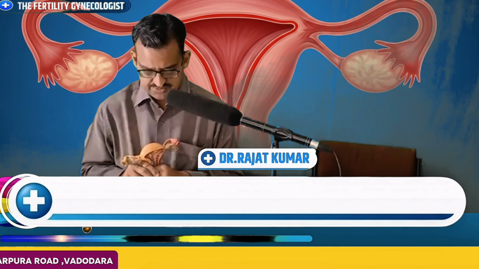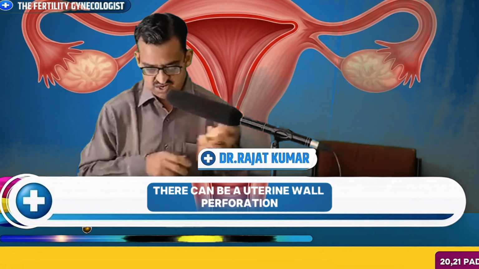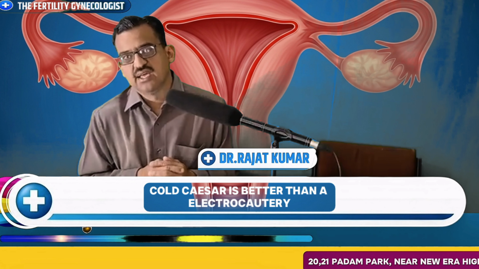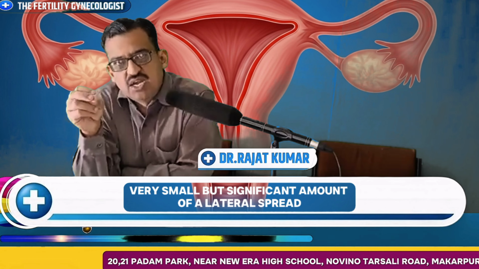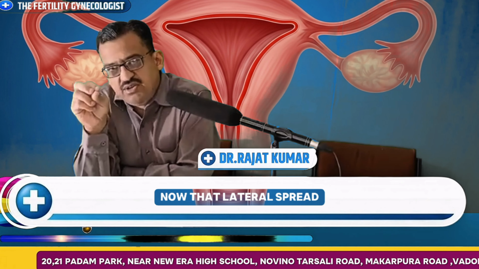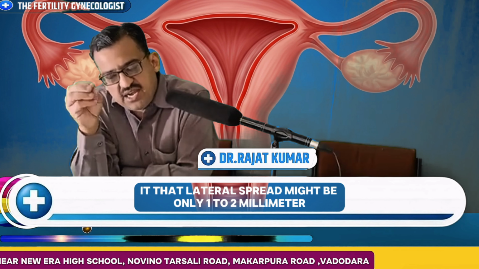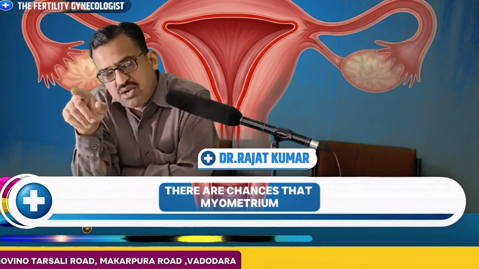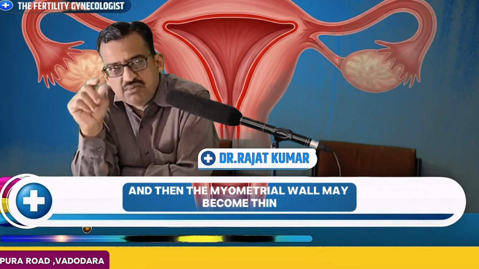In very few cases, if there is an excessive septal resection, an excessive penetration of the myometrium, there can be a uterine wall perforation. And this is why I say that cold scissors are better than electrocautery or a Versapoint. Whenever we are using an energy source for cutting the septum, there is a mild, very small but significant amount of lateral spread. Now that lateral spread we are not able to see at that point of time, but it leads to necrosis of the surrounding tissue. That lateral spread might be only 1 to 2 millimeters. So if we do slightly more septal resection, there are chances that that 1 to 2 millimeters of myometrium, which is normal, may get necrosed and the myometrial wall may become thin.